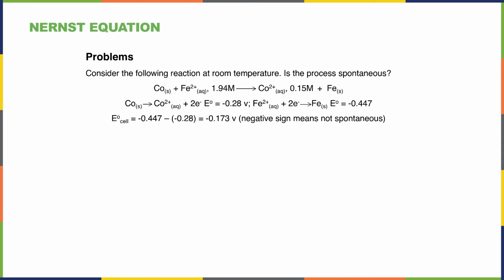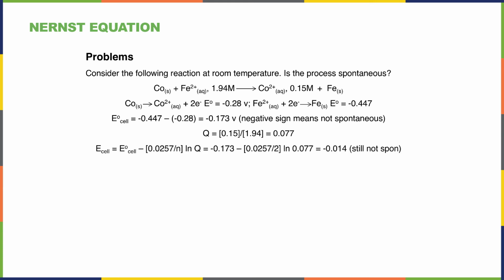Now the negative sign here means that this is not a spontaneous reaction. But the E0 is at standard conditions, not at these concentrations. So you have to calculate Q at this point, and Q is going to be the product, which is the cobalt, 0.15, divided by the reactant, which is the concentration of the iron, and so Q is 0.077. So the new E is equal to E0 minus, and since we're at room temperature, that's 25 degrees, so we can use the 0.0257 divided by N times the natural log of Q. N here is going to be 2 because 2 moles of electrons are used. And the natural log of Q is the natural log of 0.077.